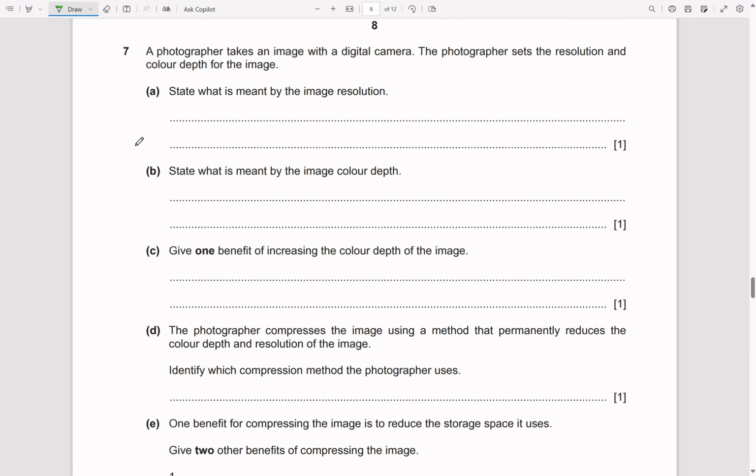Question 7 says a photographer takes an image with a digital camera. The photographer sets the resolution and color depth for the image. Right, we want to state what is meant by the image resolution. So the resolution, you can think of it like width and height. Well, the resolution is just the number of pixels. And the number of pixels is the width multiplied by the height. Because if we've got, let's say, a width of 1,000 and a height of 500, if we multiply these together, that's going to be how many pixels? So let's just say it's the amount of pixels.